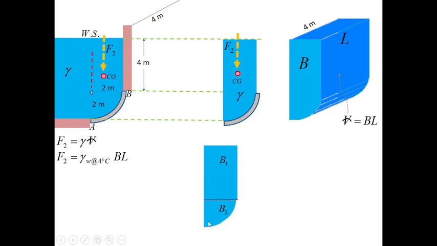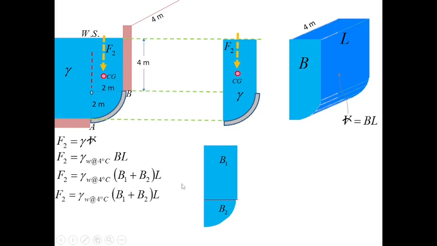B2 is the area of the quarter circle. So, take note of that B, we consider it as the area of the base. This is our base area, the rectangle, and another base area for our quarter circle. Therefore, that base area is the combination of the two, B1 and B2.